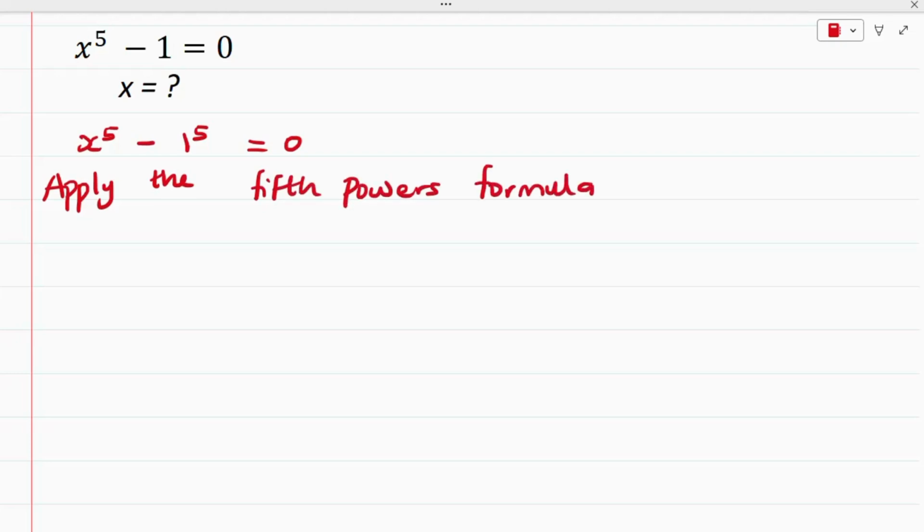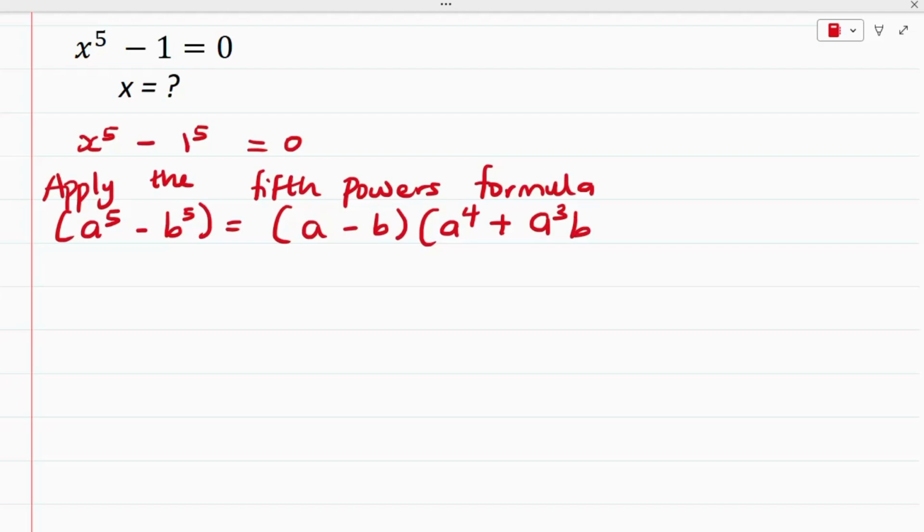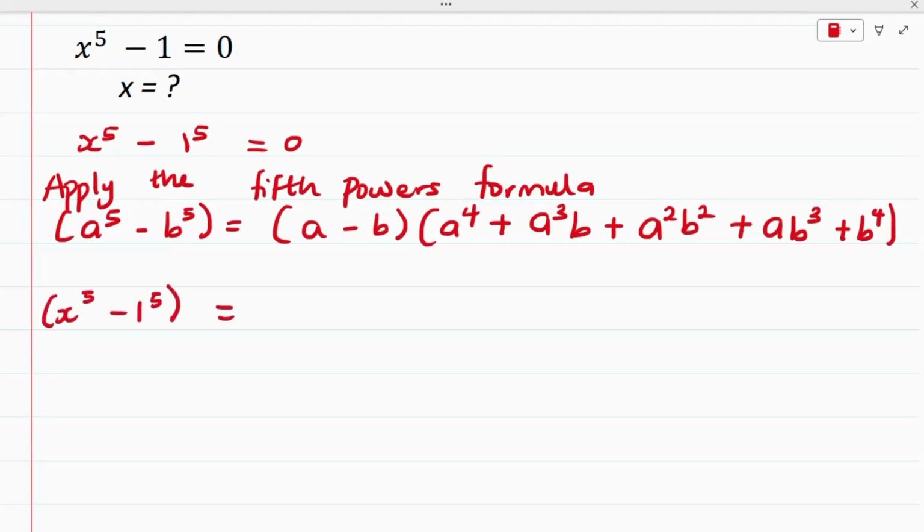And this formula states that if we have a raised to the power of 5 minus b raised to the power of 5, this is equal to a minus b into a raised to the power of 4 plus a raised to the power of 3 b plus a raised to the power of 2 multiply b raised to the power of 2 plus a b raised to the power of 3 plus b raised to the power of 4. So this is the formula of the fifth powers. Alright, so we want to simply express x raised to the power of 5 minus 1 raised to the power of 5 in this way.